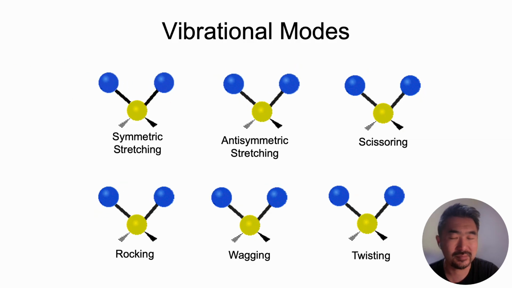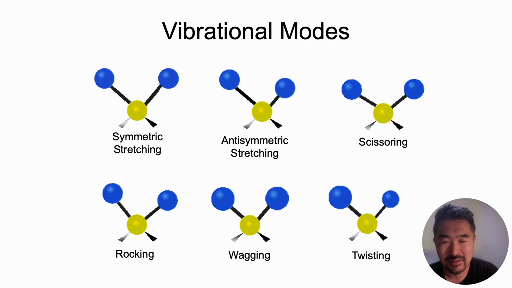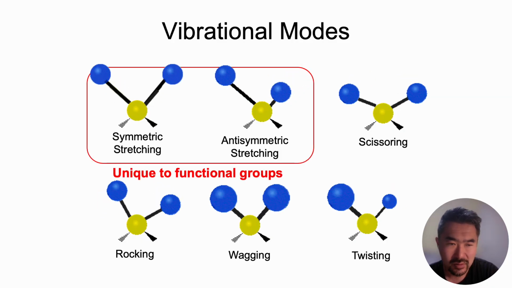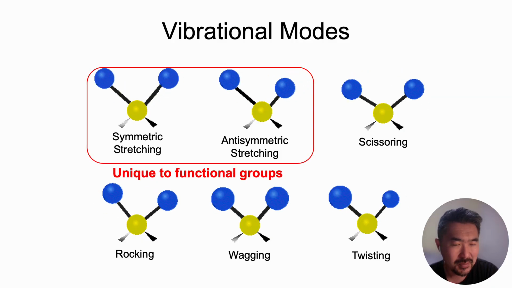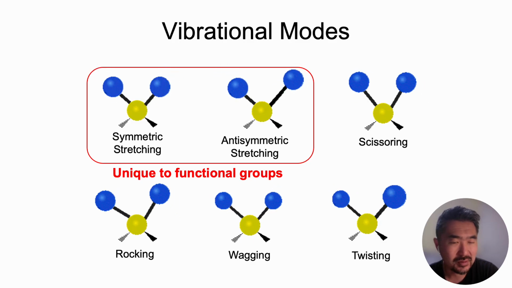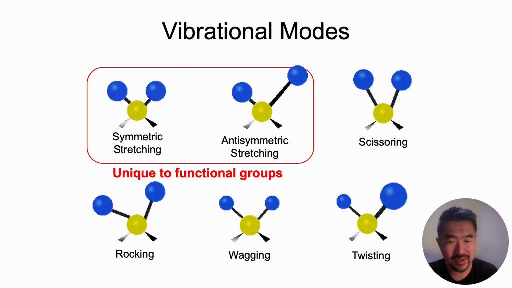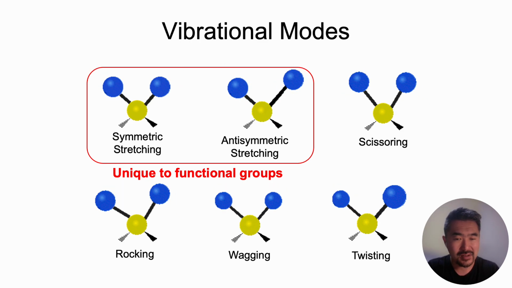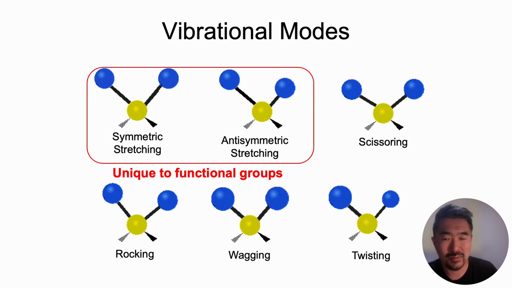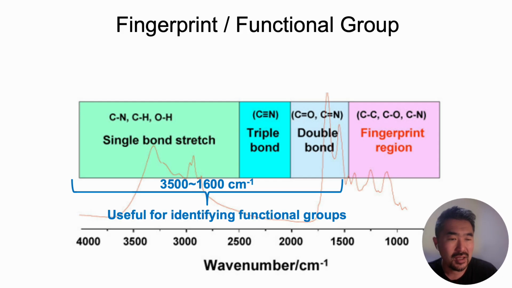Now, of these different types of modes of vibration or motion, the first two, symmetric stretching and anti-symmetric stretching, are most useful in terms of IR spectroscopy because they're often unique to functional groups. Different functional groups would have a very unique vibration frequency for symmetric or anti-symmetric stretching, and that's what we're going to be focusing on. And they kind of break down like this, right?